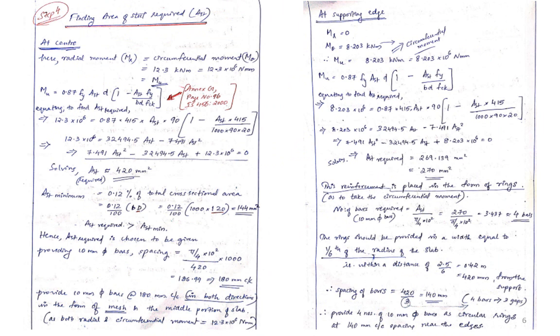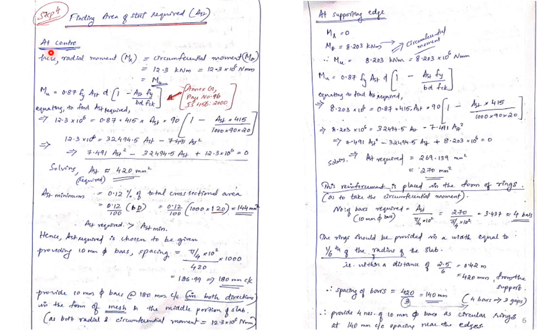Now we have seen the maximum values of the radial and circumferential moments, and also whether the assumed thickness is enough to take the moment. Now we shall find out the total area of steel required. We shall do it in two parts: at the center, what is the area of steel required, and at the supporting edge, what is the area of steel required.